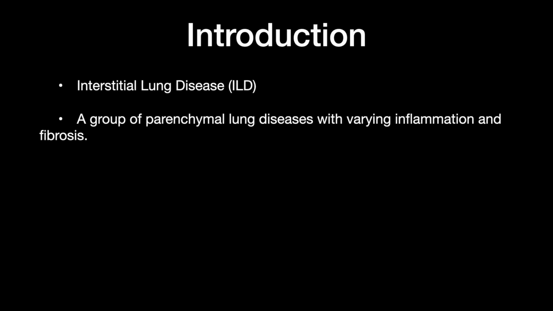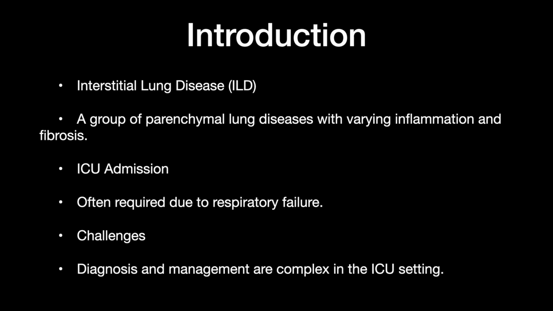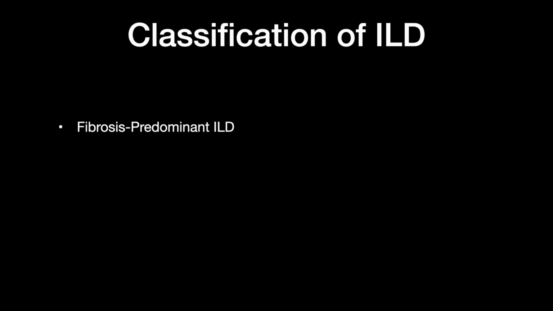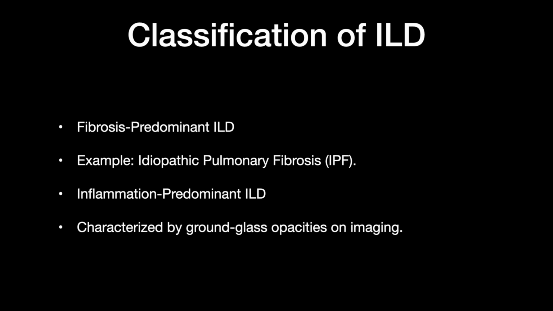Interstitial lung disease is a group of parenchymal lung diseases with varying inflammation and fibrosis. In ICU admission, they often get admitted because of respiratory failure. The challenges that we face are in the diagnosis and the management of this complex disorder. ILD is classified into fibrosis predominant ILD, an example being idiopathic pulmonary fibrosis, and inflammation predominant ILD. In this, it is characterized by more ground glassing in the imaging.